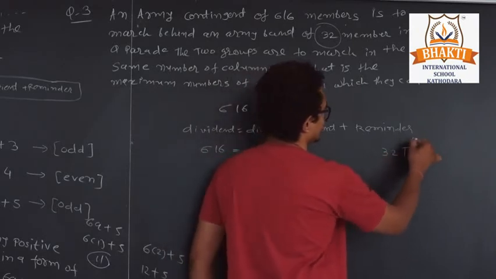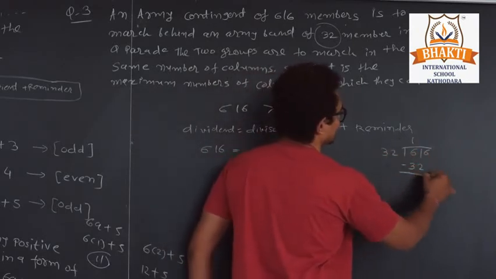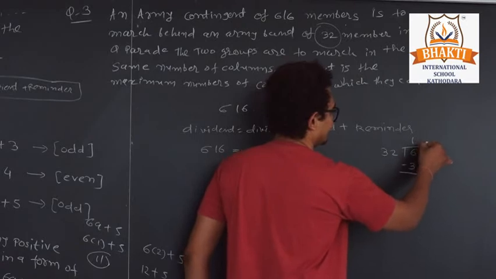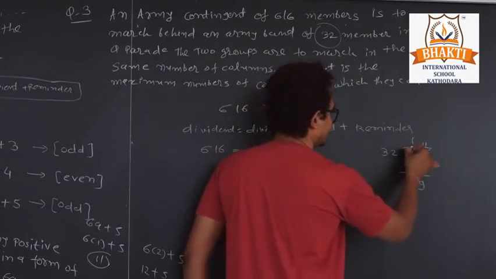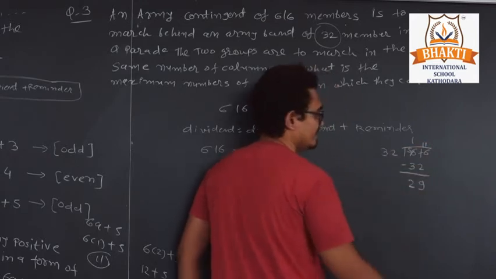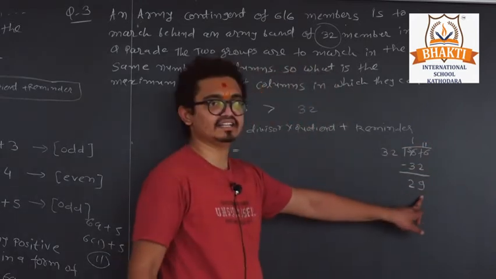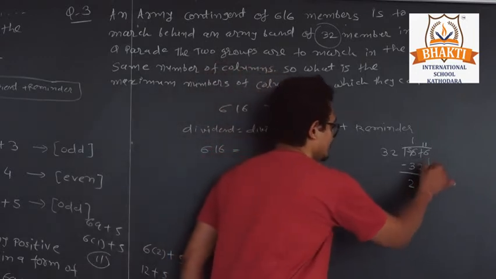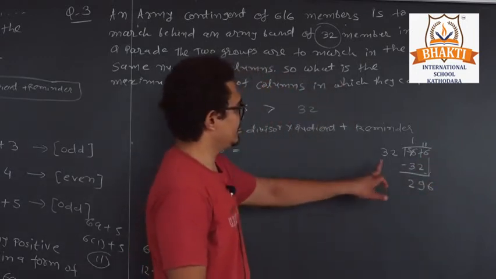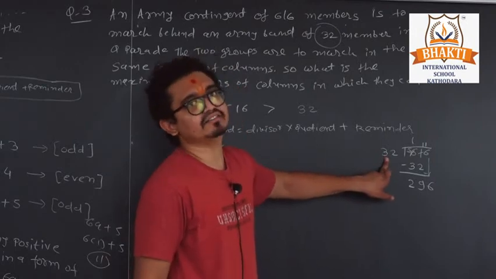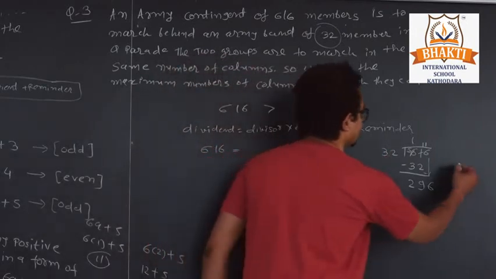So 32 ones are 32. So here we have 11. So 11 minus 2, it will be 9. And here we have 5. So 5 minus 3, it will be 2. So here we get 29 as our answer. Now one more digit comes down from the top, so it will be 296. Now 32 tens, it will be 320. So we can start with 9s.